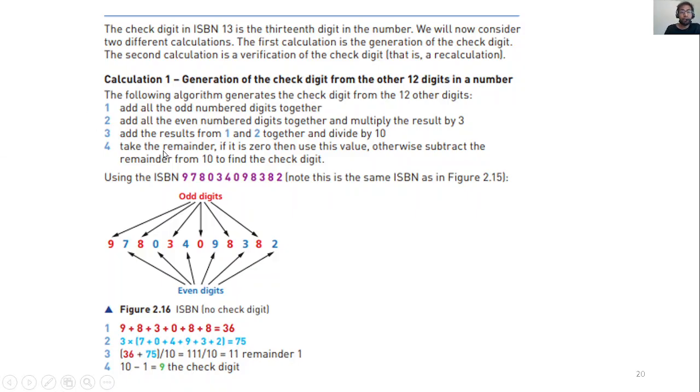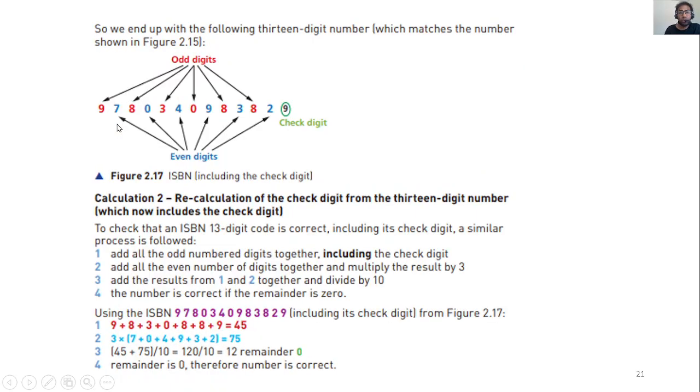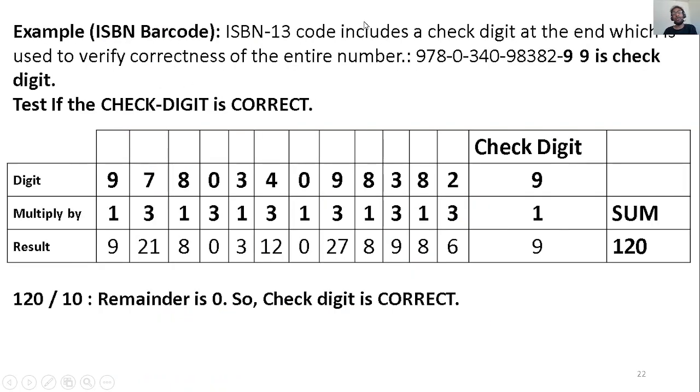Okay, and next, we have another thing: we are going to check this digit, whether we have done it correctly or not. This is our check digit, that is 9, and these are the digits of our number. So again, we have multiplied by 1 and 3. Odd number positions are multiplied by 1, even number positions are multiplied by 3.